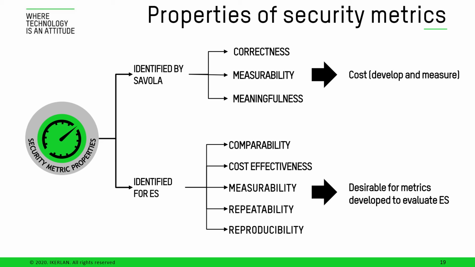But in our research work, the properties that we expect a metric that is going to evaluate the security level of an embedded system are comparability, cost effectiveness, measurability, repeatability, and reproducibility.